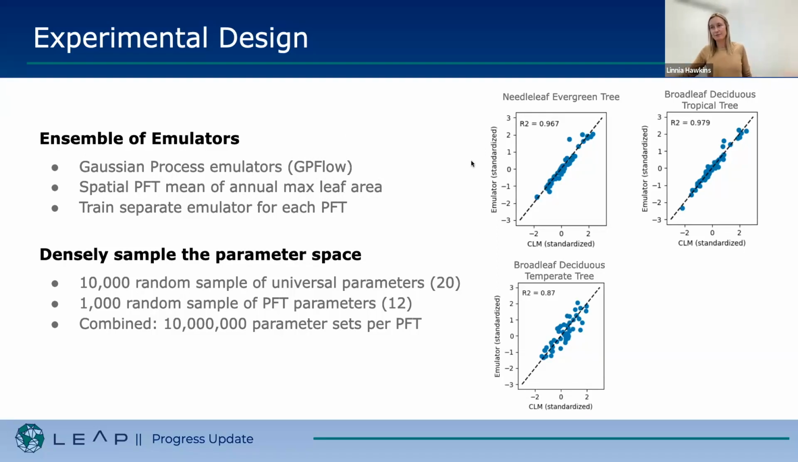So by training these independent PFT emulators, we can treat them all separately, but we have to make sure that they're predicting using the same sample of our universal parameter sets, because we can only choose one universal parameter set. So that's where our sampling design comes in. The approach we've taken is to take a 10,000 member random sample of our universal parameters. And then for each of those universal samples, we pair it with a unique PFT specific sample. So we have 1,000 for every one of the 10,000 samples. Combined, that gives us 10 million parameter sets per PFT. And we have each emulator predict those same 10 million sets for each plant functional type.